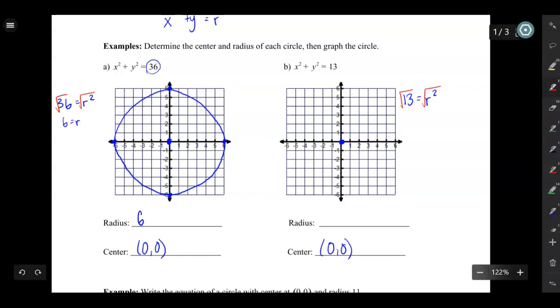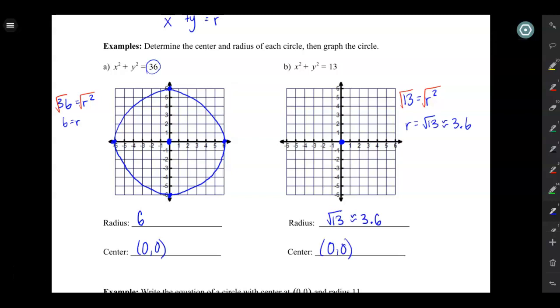So then I'm going to take the square root of both sides. So r is equal to the square root of 13. Now that's great. Knowing r is equal to the square root of 13 is awesome, except I have no idea how big the square root of 13 is. So I'm going to use my calculator to change that into a decimal. And that is about 3.6. So when I write my radius, I'm going to put both answers, my exact answer of the square root of 13 and my decimal or approximate answer of 3.6.